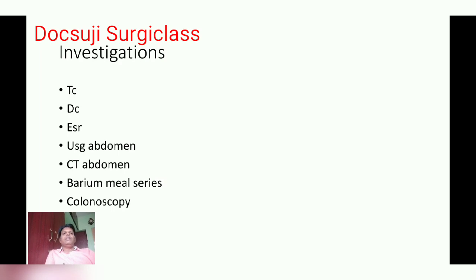Barium series investigations are very useful when you are suspecting ileocecal tuberculosis, and colonoscopy is an added investigation in case of suspected carcinoma colon, ileocecal tuberculosis or carcinoma cecum. So these are all the basic investigations required for evaluation of right iliac fossa mass.